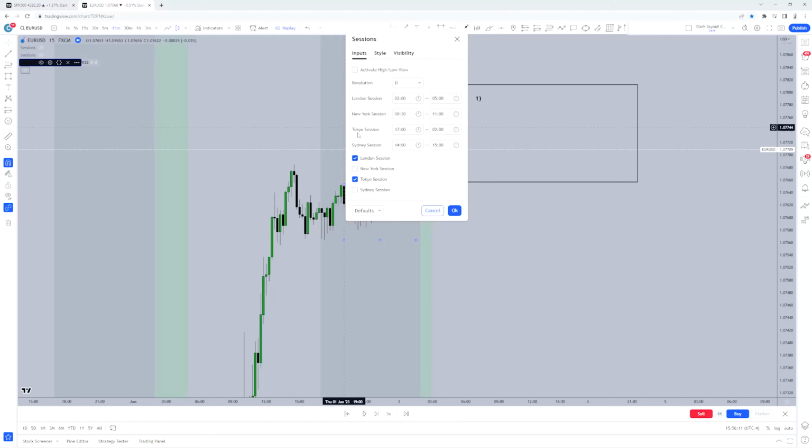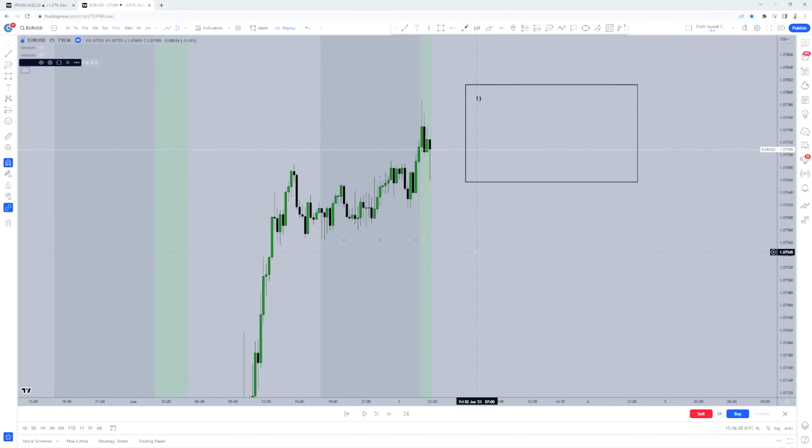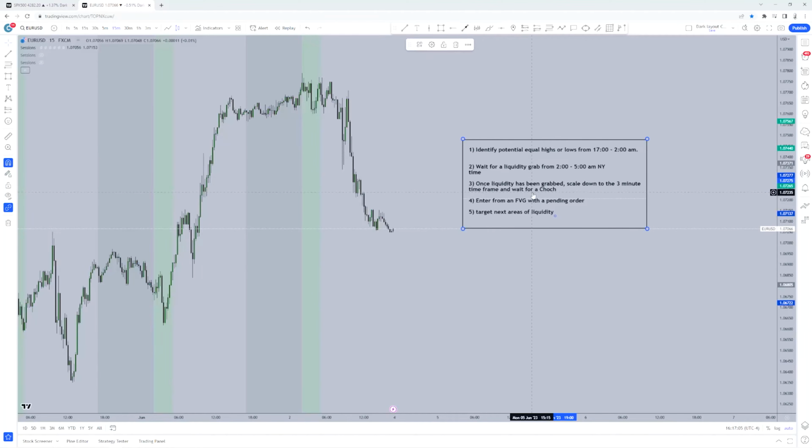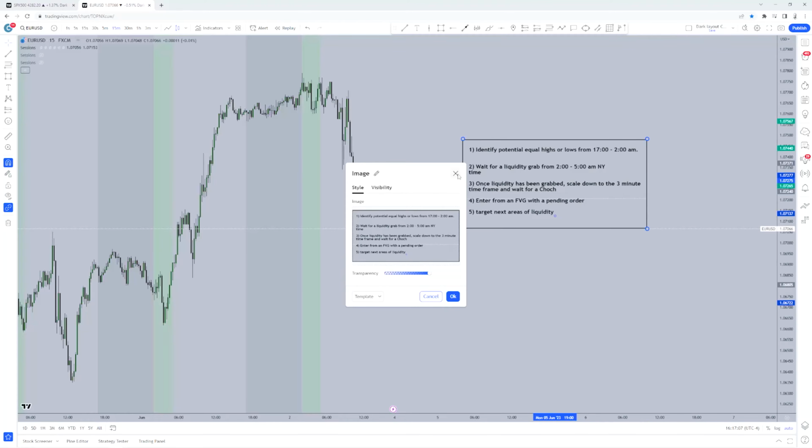We want to have the settings from 5 p.m. New York time until 2 a.m. New York time, and from 2 a.m. New York time until 5 a.m. New York time. This is our London session. Then click OK. So these are the rules that you see exactly right here.